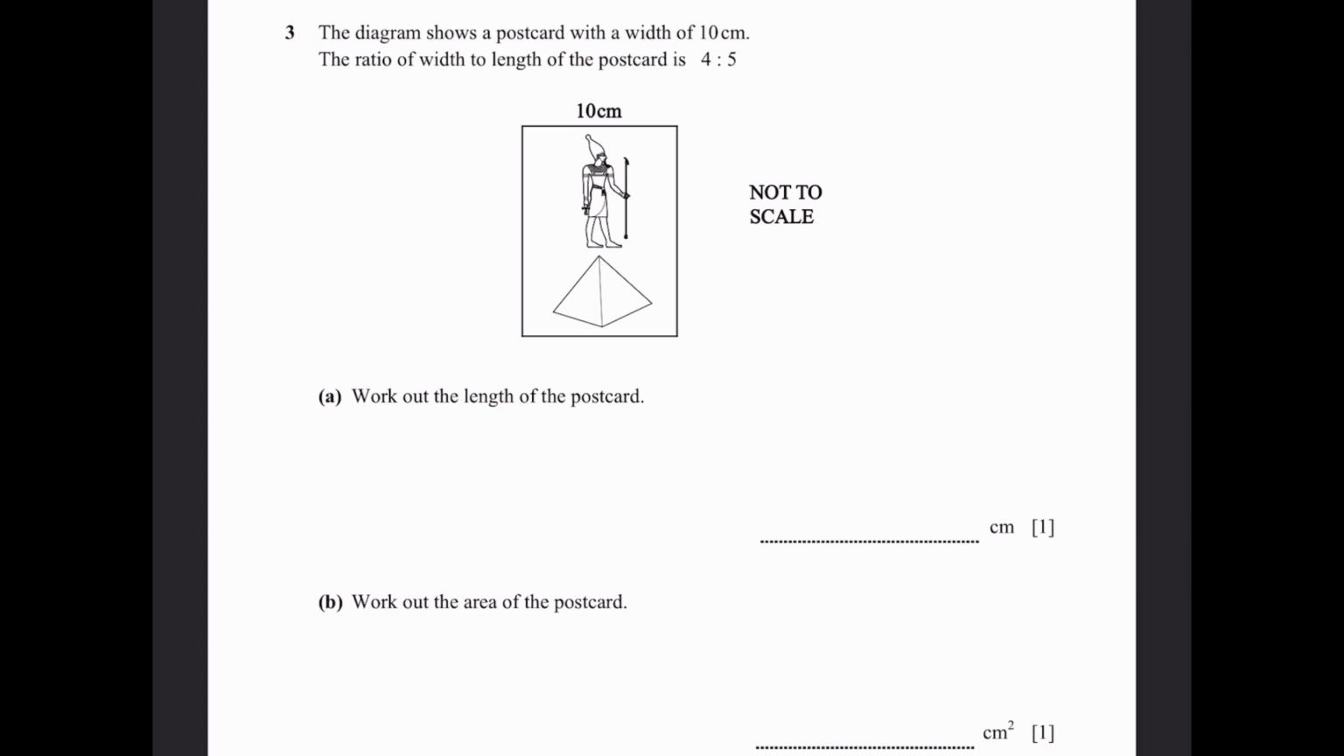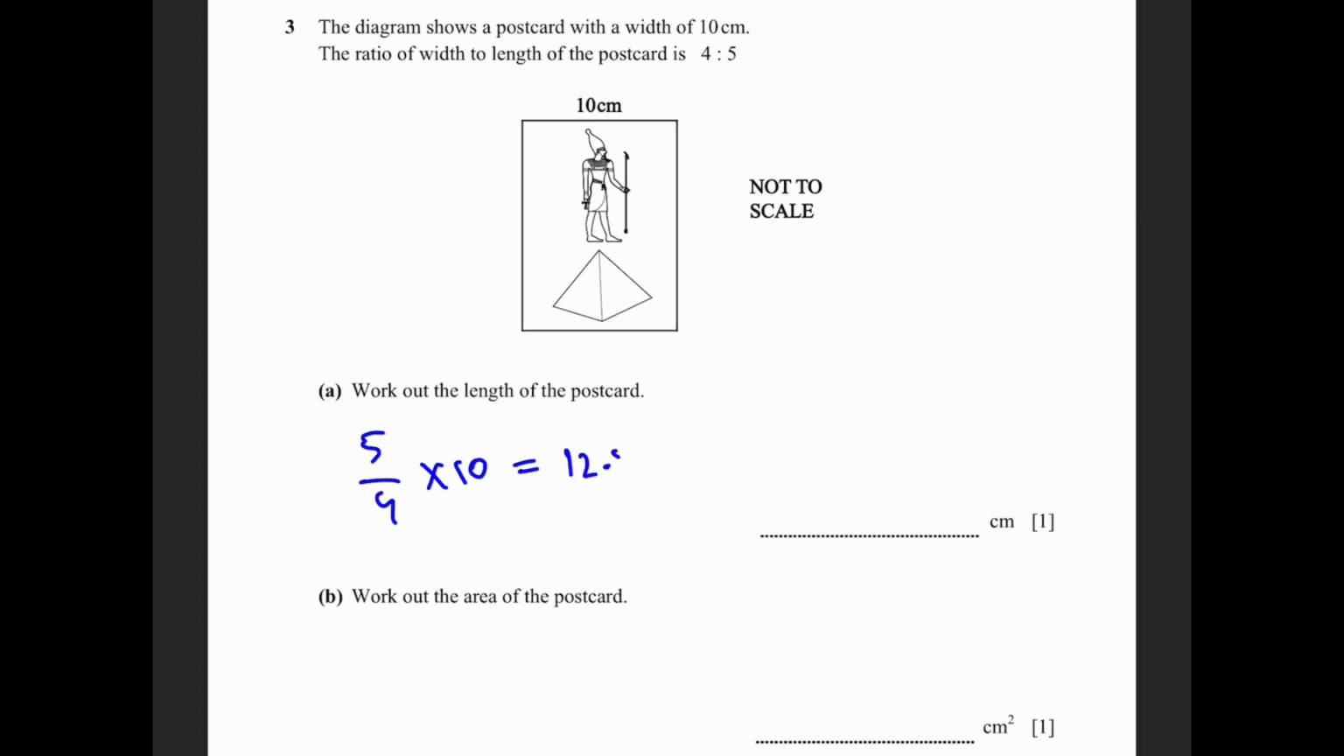Question 3. The diagram shows a postcard with a width of 10 centimeters. The ratio of width to length of the postcard is 4:5. A. Work out the length of the postcard. So length is 5 by 4 of the width. 5 by 4 into 10. And that means we get the answer of 12.5 centimeters. And that's the answer for A. B. Work out the area. That's simple enough. 12.5 into 10, which is equal to 125 centimeters squared. That's the answer.